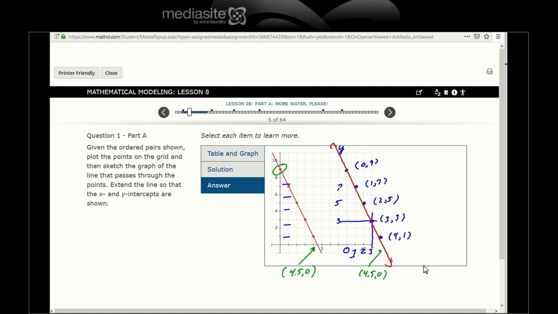Okay, so let's see. The y-intercept is at x equals 0, y equals 9, and the x-intercept estimate is x is 4.5, y is 0. May need those numbers. Next question.